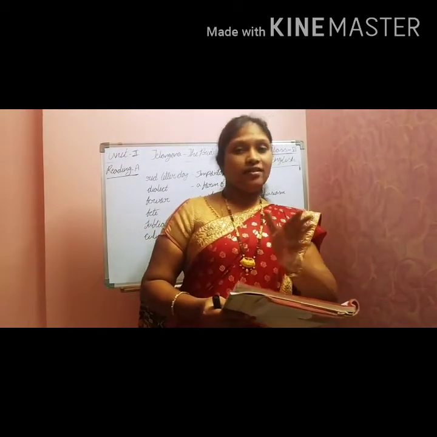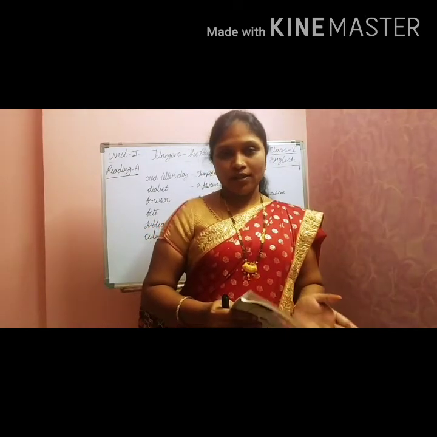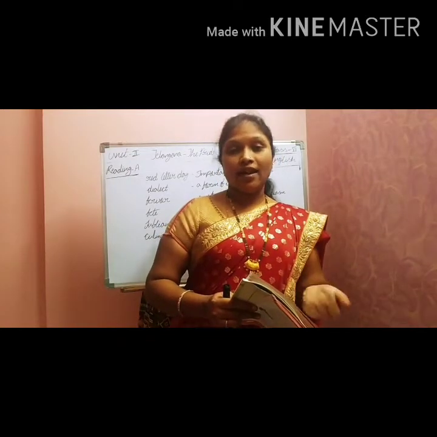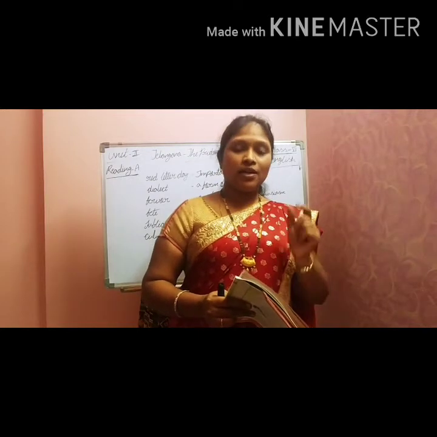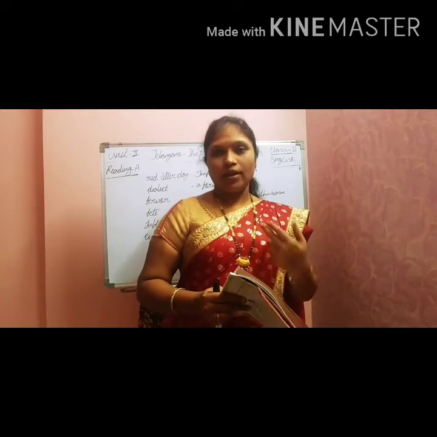Okay, in the lesson, there are 4 characters, children. Hari and Lakshmi, mother and father. Hari is father, Lakshmi is mother. And Kiran and Indu, they are brother and sister. That means Hari and Lakshmi have 2 kids. So it's like one family conversation.